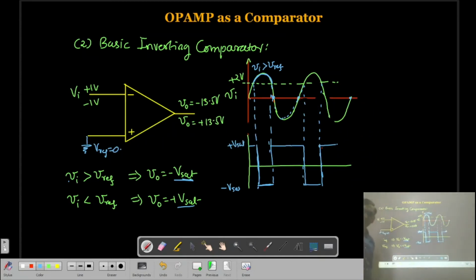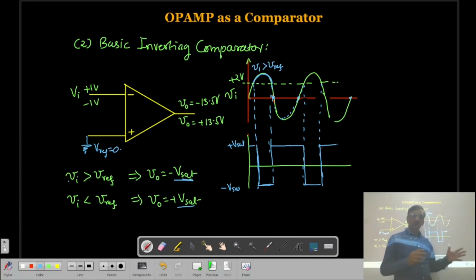So by changing this, you can see the duty cycle of the square wave we can also change. So in this way, comparators are also useful for converting a sine wave into a square wave, or if you want to change the duty cycle of the square wave, we can also use the comparator.